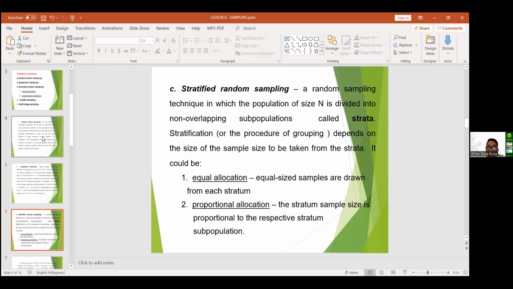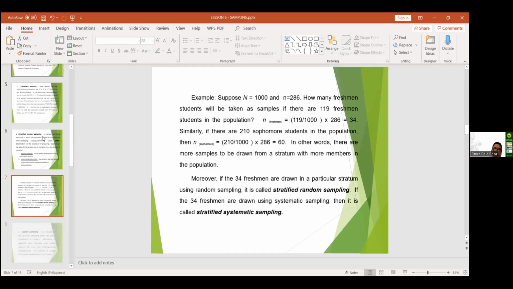And it could be equal allocation or it could be proportional allocation. Pag sinabing equal, size samples are drawn from each stratum regardless of the frequency distribution of the subgroups. Later, let's give an example. Proportional allocation, on the other hand, is that we consider the stratum size based on the proportion of that stratum on the subpopulation. Okay, let's have some illustration.